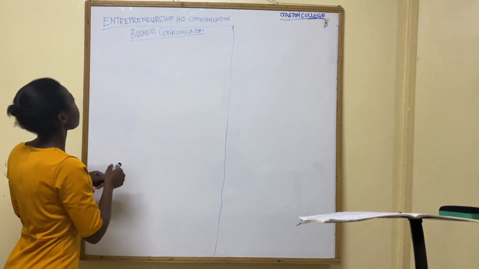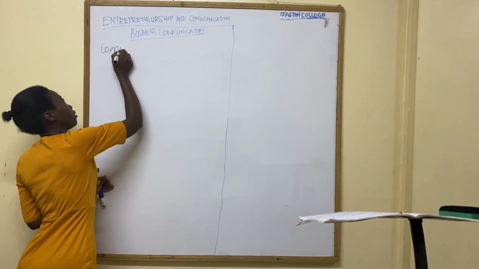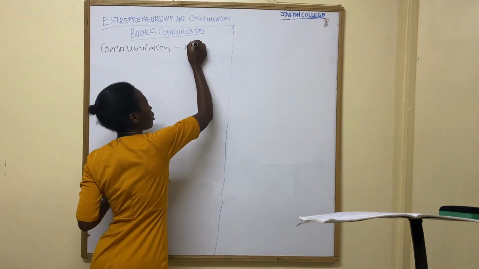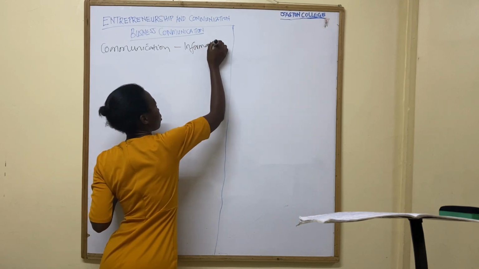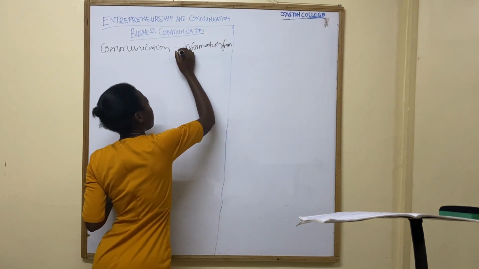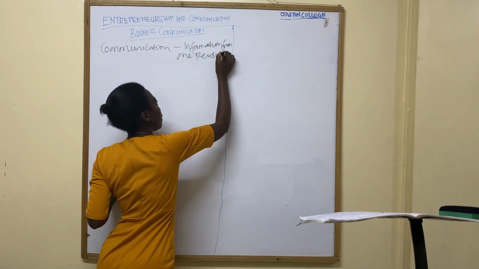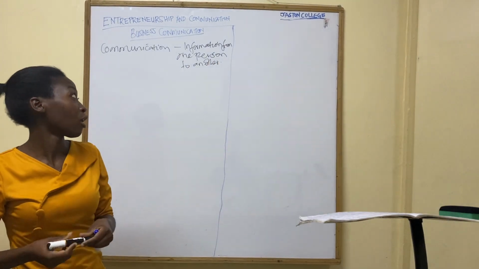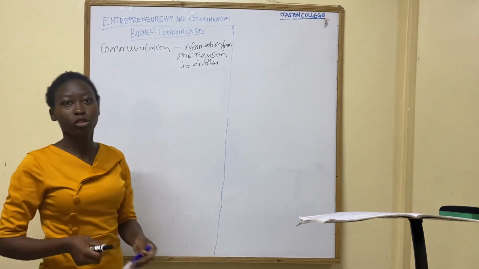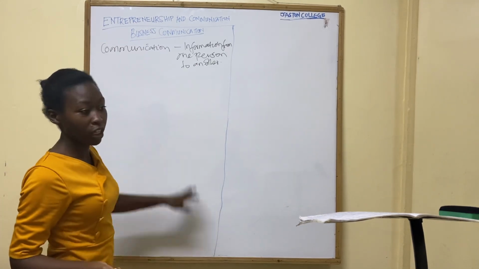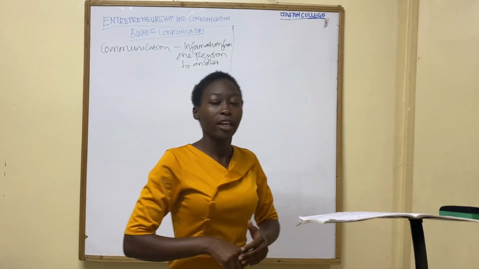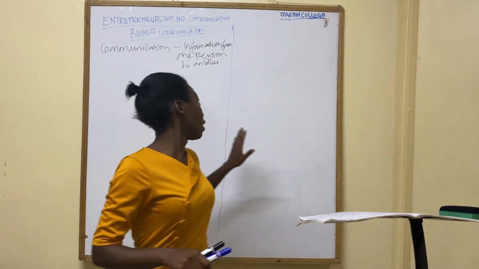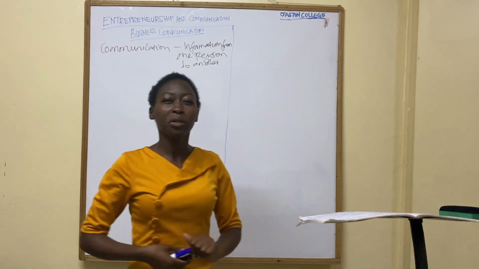So communication is passing of information from one person to another. So also to advertise your commodities, you have to communicate to your clients and the customers. So communication is very effective and vital in the business world. So why communication?